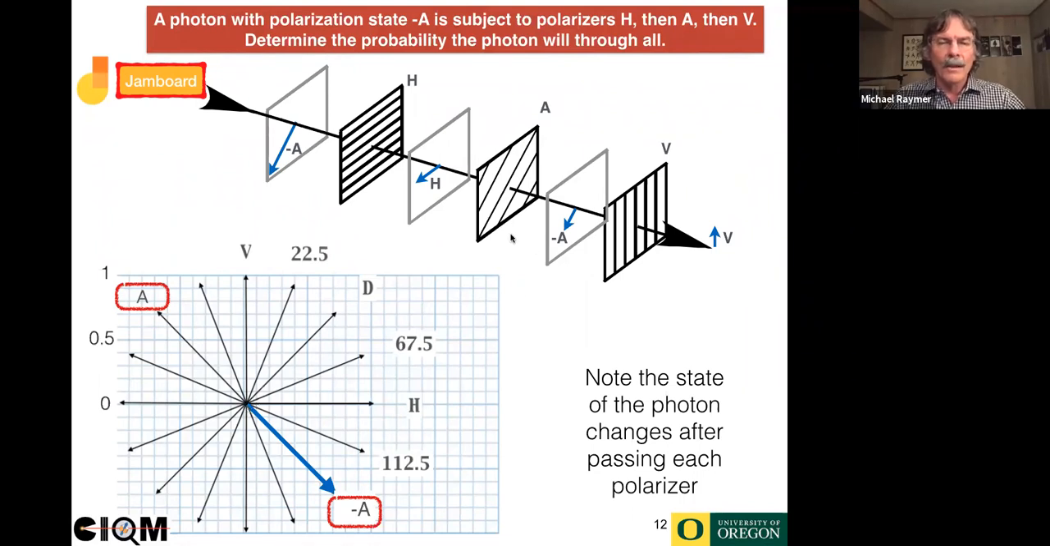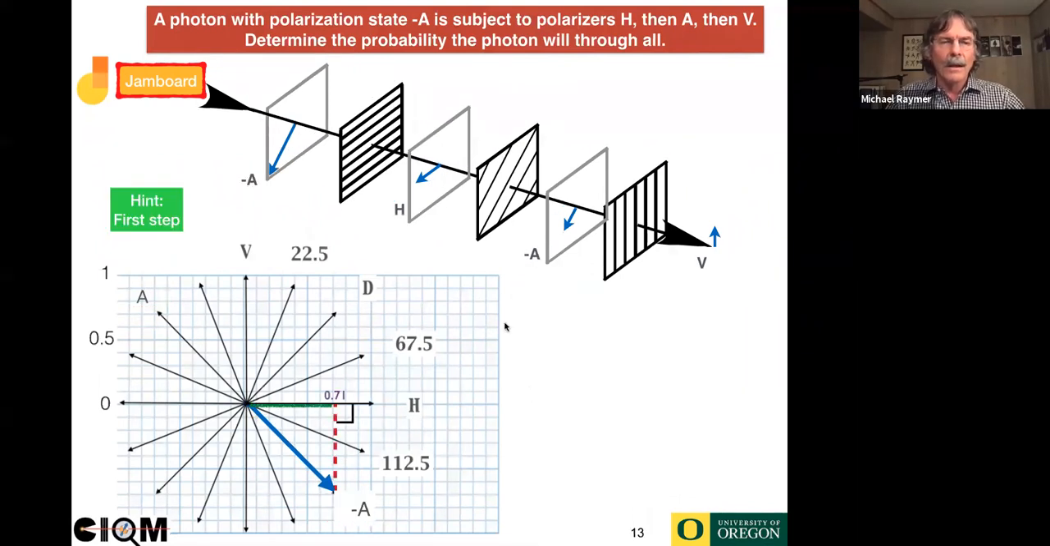But then, interestingly, when you put in the intermediate polarizer, you first project from the tip of the state vector down to the H-axis. That has a new state vector, which is a length of 0.71. Then you project that state vector back to the A-axis. And notice the A-axis is this entire minus A plus A line.